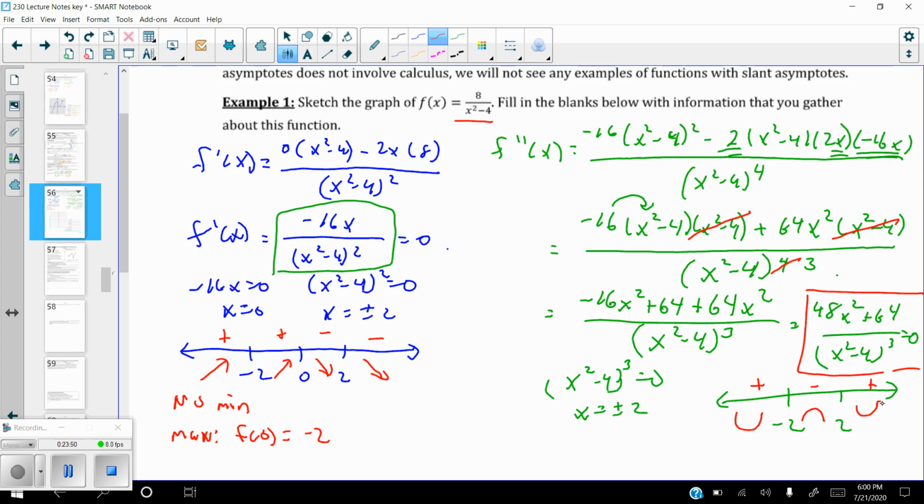And the reason for that is because one of the things we hadn't talked about yet is domain. We have to look at the original function. The original function, f of x equals 8 over x squared minus 4, has a domain issue. It's got vertical asymptotes. So here we're going to look at the domain.